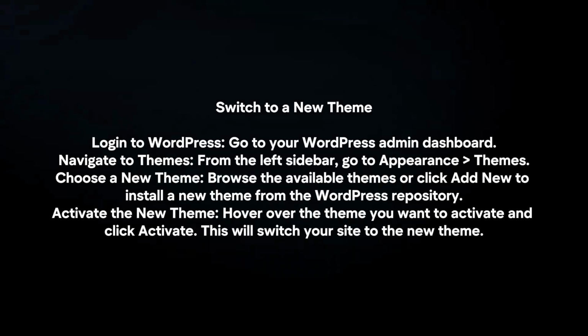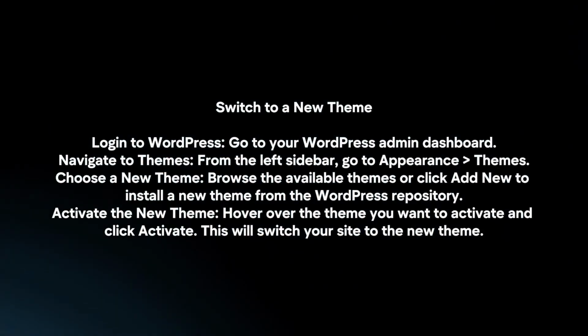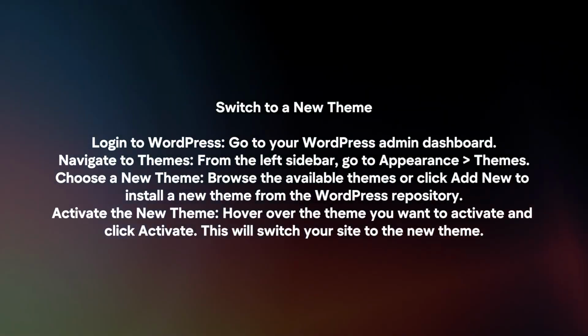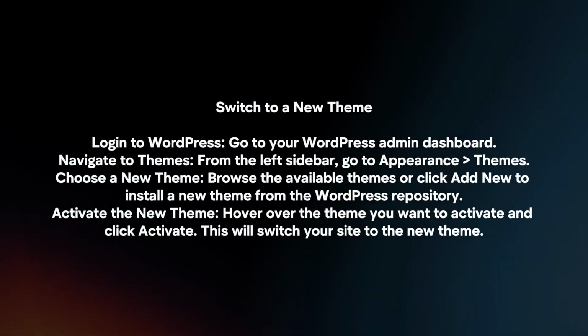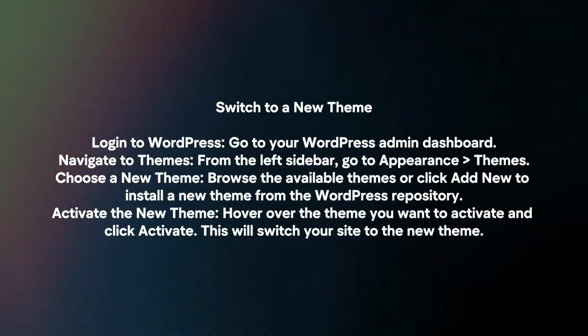Choose a new theme. Browse the available themes or click Add New to install a new theme from the WordPress repository. Activate the new theme. Hover over the theme you want to activate and click Activate. This will switch your site to the new theme.